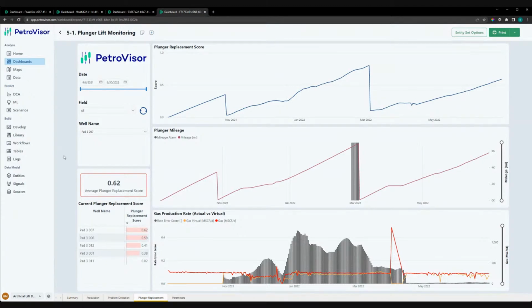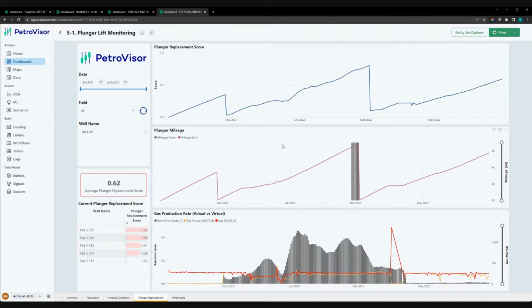So I can see here that we have mileage and we have our mileage alarms. Quickly I can see that we actually replaced the plunger a little before November 21, and then it ran a lot longer. So does that mean we optimized things like velocity and we got a little bit more out of that plunger? It's exactly what we built this system to flag and to communicate: how do you get more out of your systems? How do they become more sustainable? And how do you increase the uptime?